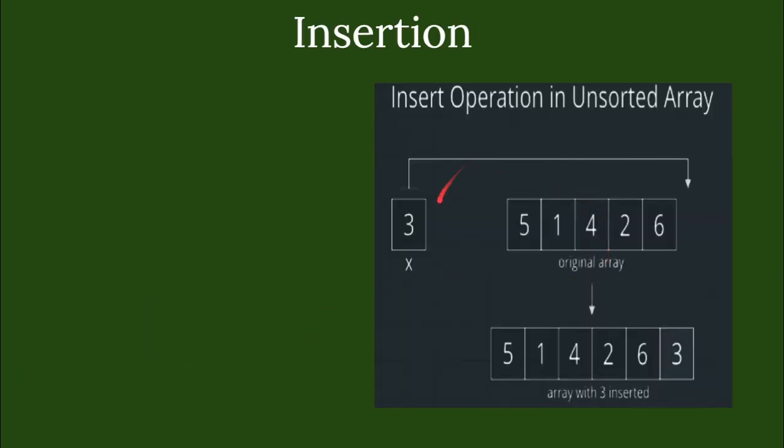So now this is the original array. After inserting the element, the array becomes 5, 1, 4, 2, 6, 3. In this example, the 3 is inserted in the last position. When you're inserting at the last position, there is no need to push to make space in between. Suppose you want to insert an element in the in-between space, you have to push and make space and then insert the element.